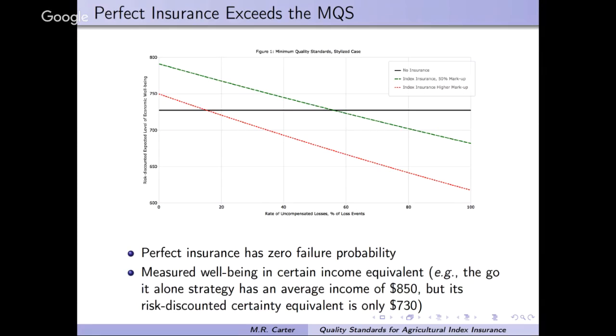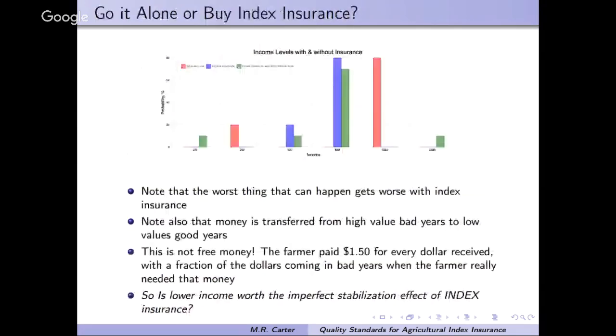So again, that's just a demonstration for a contract that works pretty well. We can see the farmer would say, sure, I'll give up a little bit of income on average in order to get rid of those really terrible years, which caused me to not be able to feed my family, to lose the capital I've invested in agriculture, etc. So that's perfect insurance. So hopefully that helps fix ideas. Now let's look quickly at index insurance.